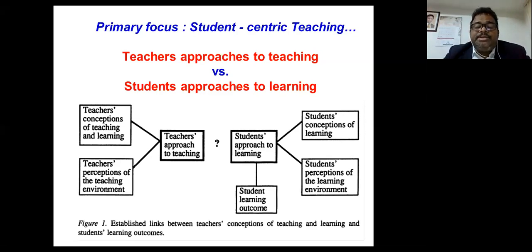Basically, you see on the left-hand side, teachers' approach to teaching, and on the right-hand side, students' approach to learning. These two should match. Ideally, it should be an exact match, no gap, 0% gap, but that is ideal only. It should be as close as possible. Now the question is, what are teachers' approaches to teaching and what are students' approaches to learning?